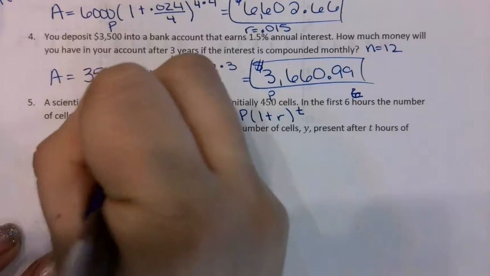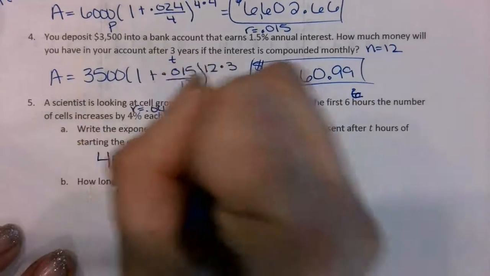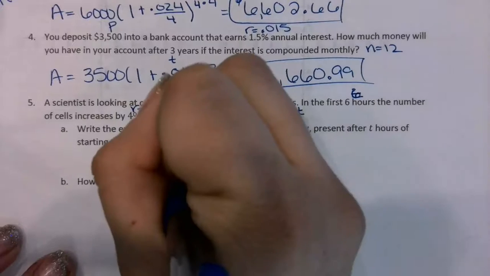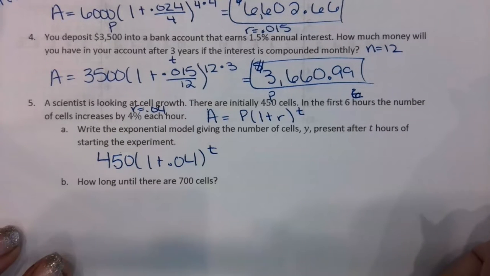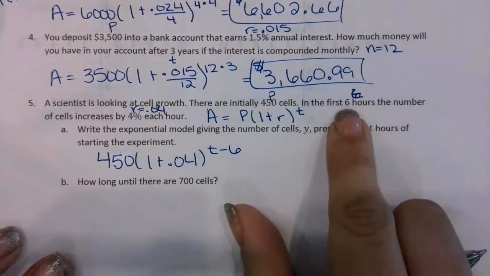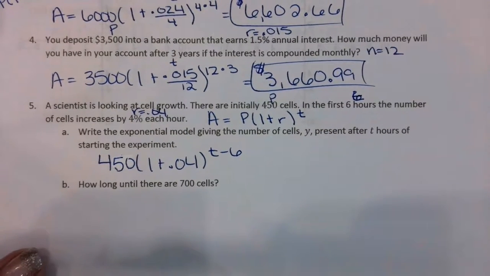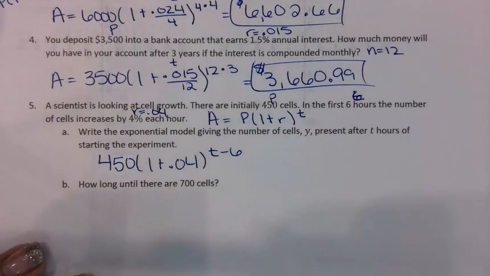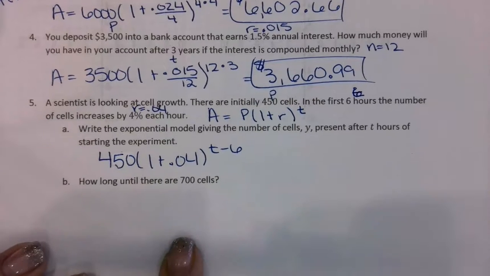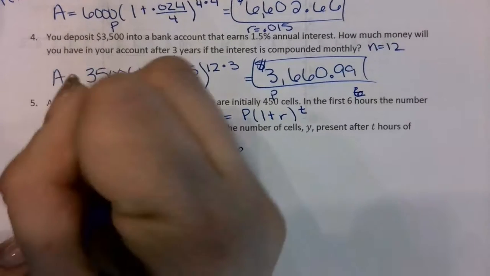Parentheses 1 plus 0.04 to the t minus 6, because we started time, and then 6 hours later we want to go back to check the percent.